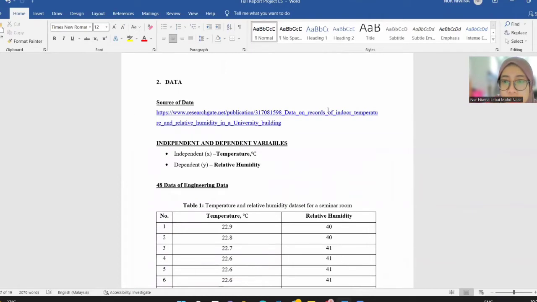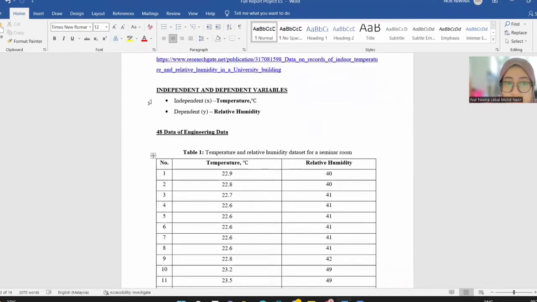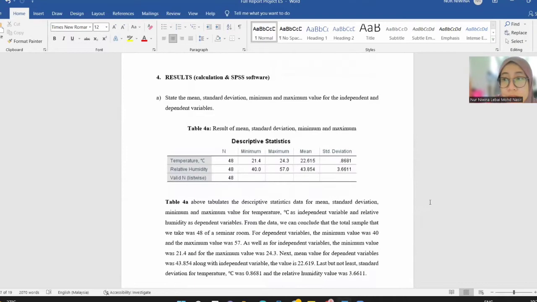This is the link of the data that we have found, and we get 48 engineering data. It's about the temperature and relative humidity datasets for a seminar room. As you can see, the independent X is temperature, and the dependent Y is relative humidity. Let's go through the questions.